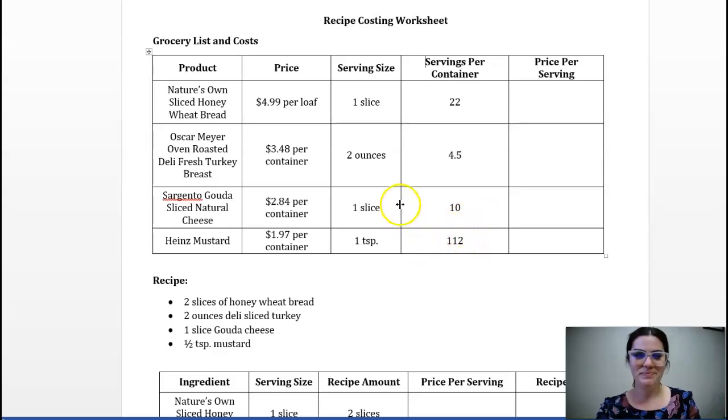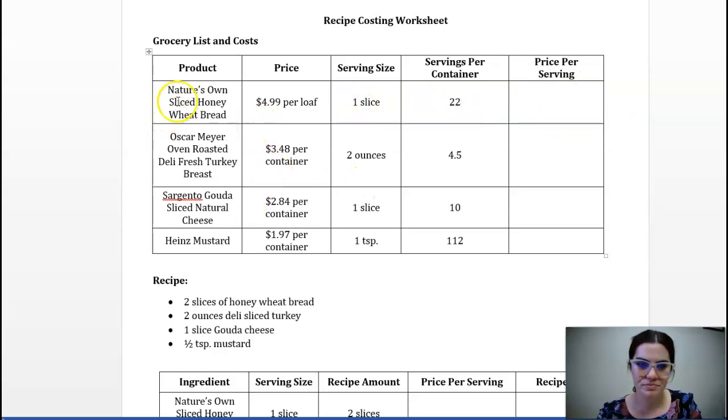Okay, so we're going to start with a deli turkey sandwich. We've got some bread, the deli meat, some cheese, and some mustard. You're going to have to pick out this information, like the serving size and the servings per container, but we'll look at that in the assignment that you're going to turn in.